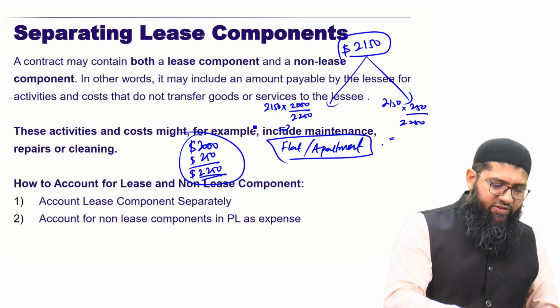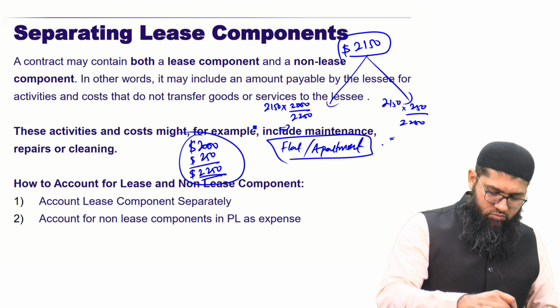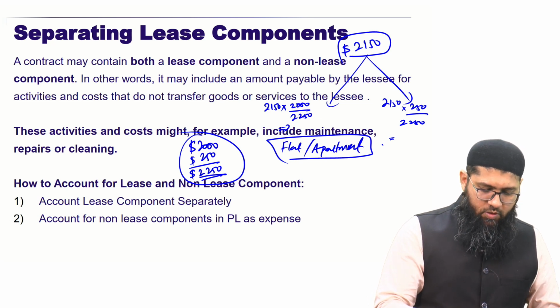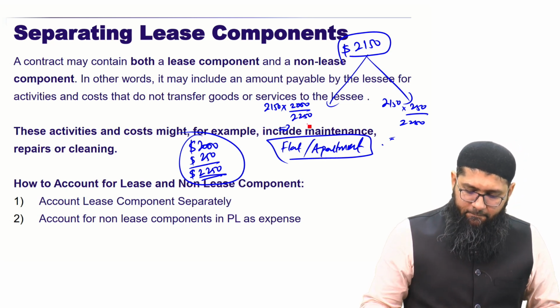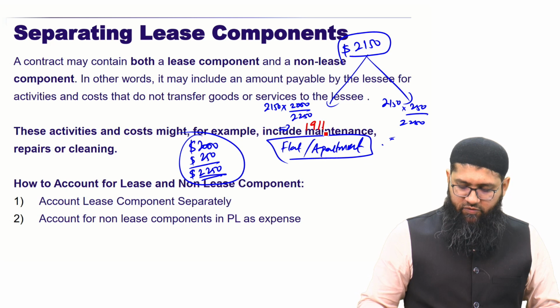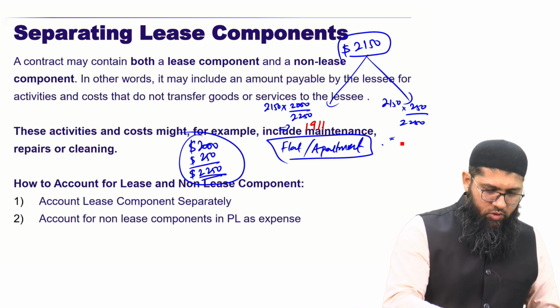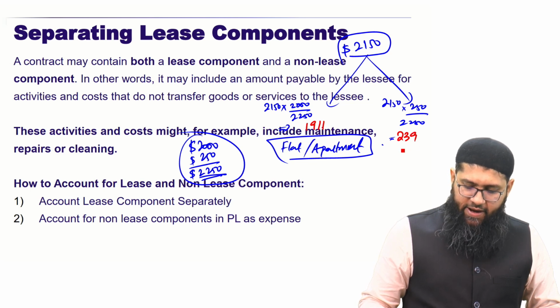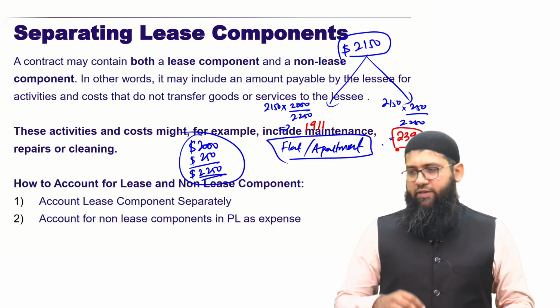So you would have actually mentioned it like this. You would say 1911 is for the lease component, and you would say 239 is for the non-lease item.